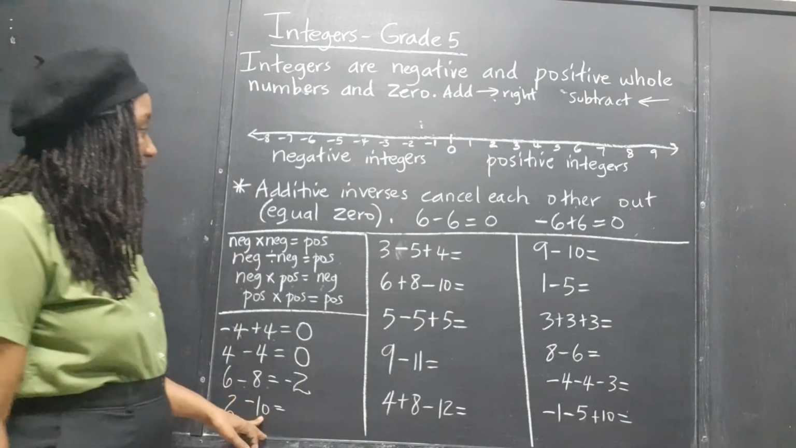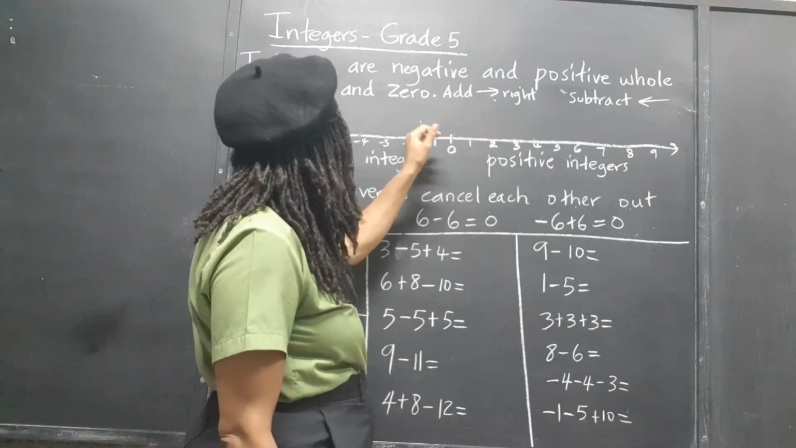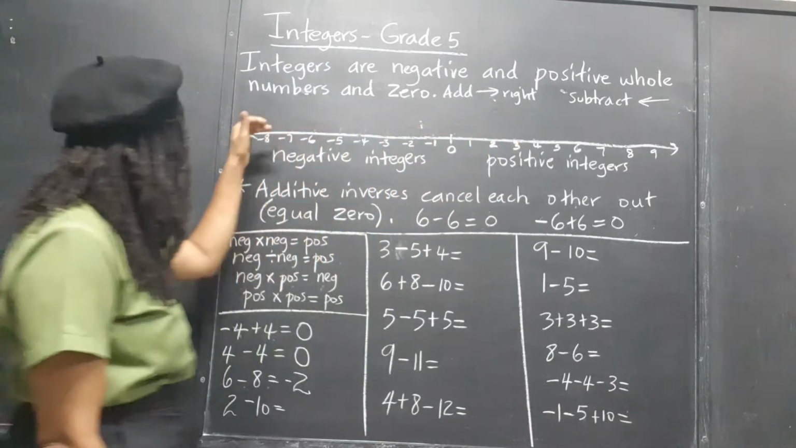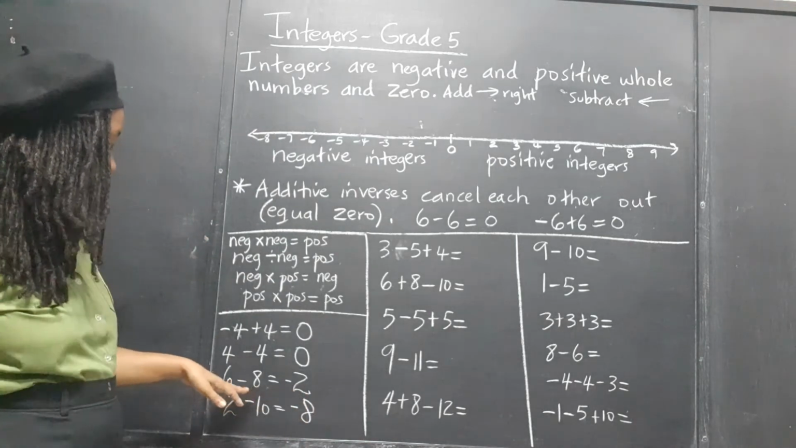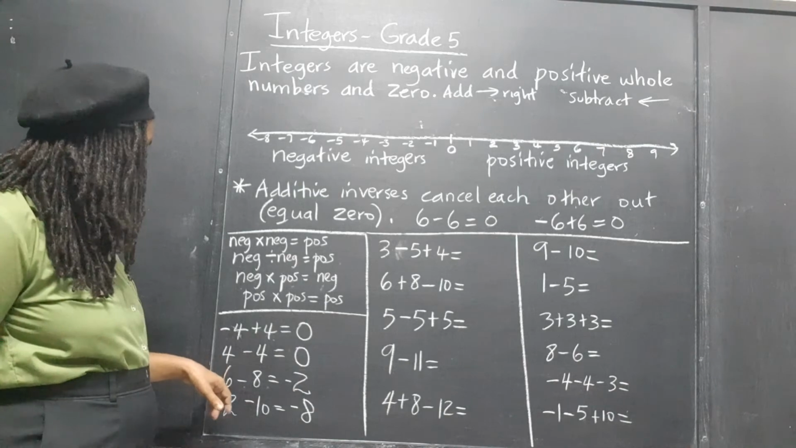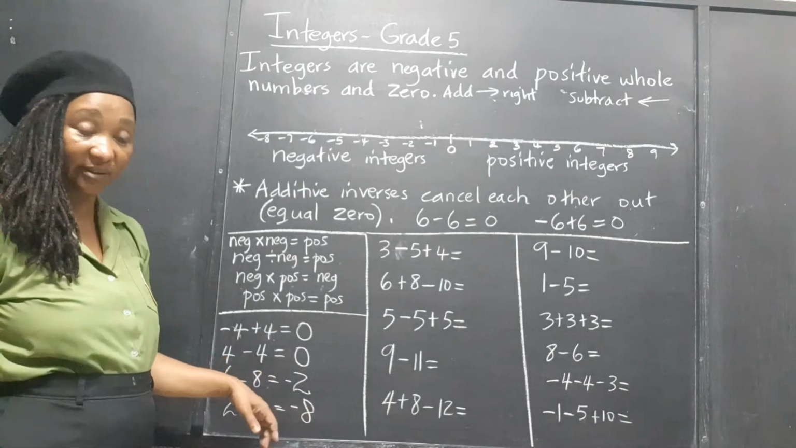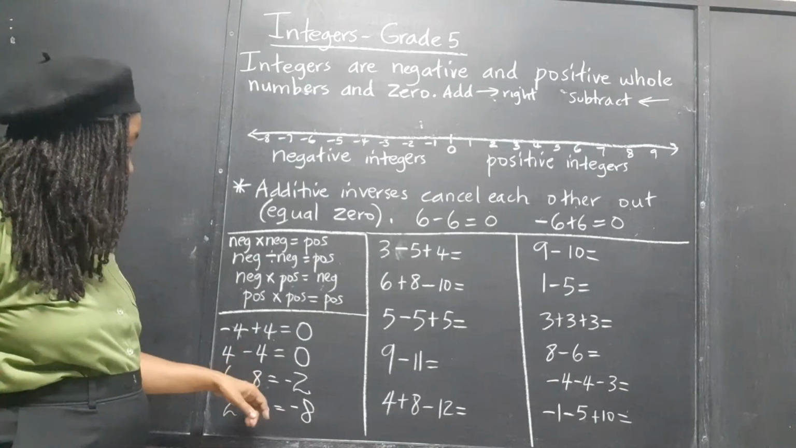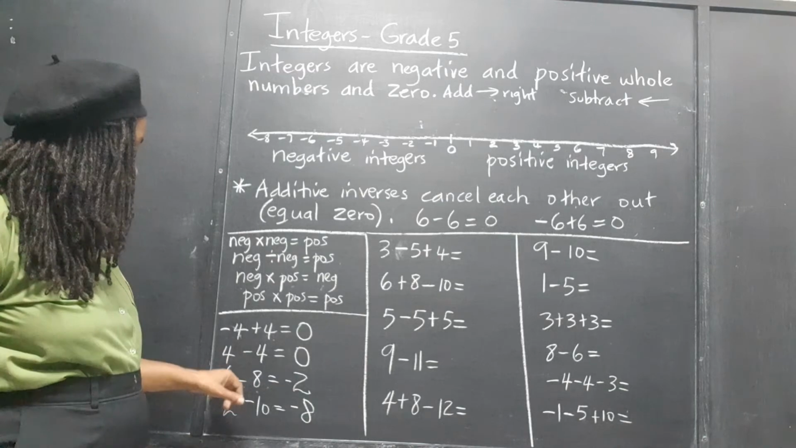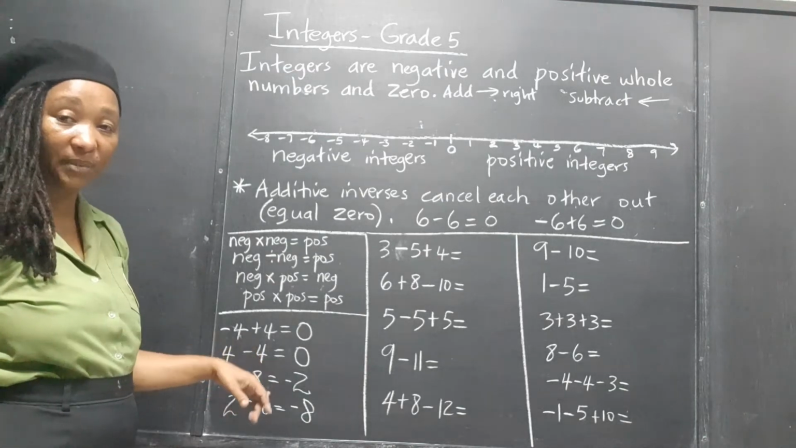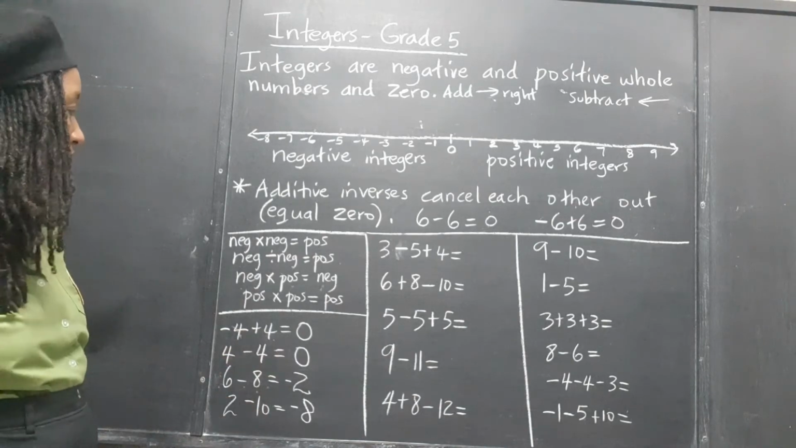2 take away 10. So starting at 2, 1, 2, 3, 4, 5, 6, 7, 8, 9, 10. That's negative 8. So do you notice it's as if we can just subtract the smaller one from the bigger one and make the answer negative. If we're taking a bigger number from a smaller one, just do the subtraction as normal, take the smaller from the bigger, and the answer will be negative.